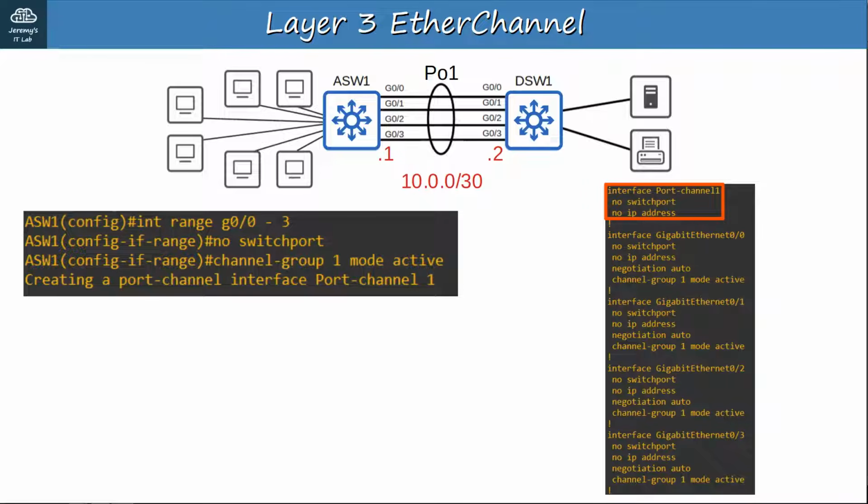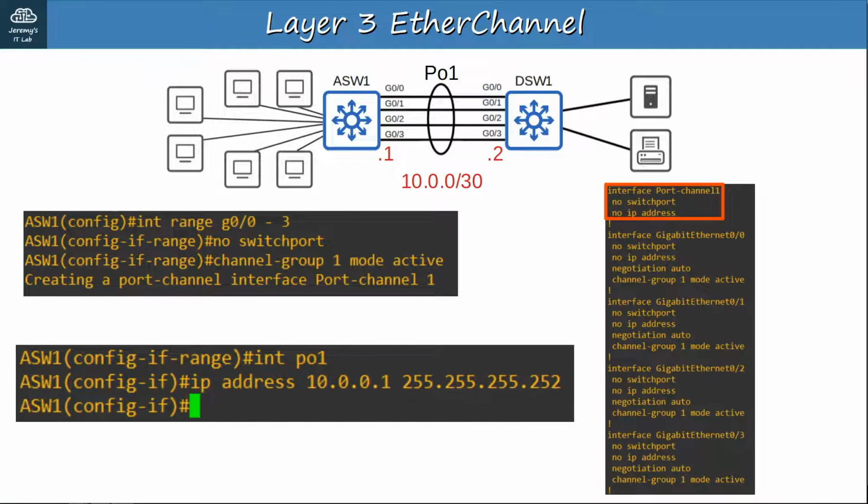Notice that the port channel interface that was created has the no switchport command applied to it automatically. Now, since we're making a layer 3 EtherChannel, we need an IP address. Where do you think it should be configured? It should be configured on the port channel interface. So, there it is.